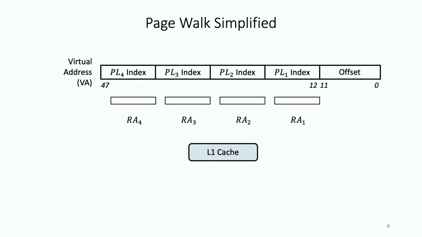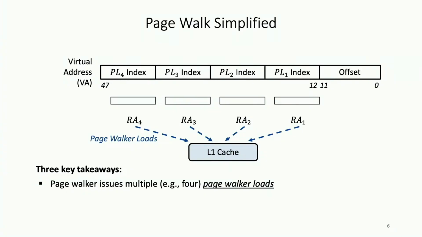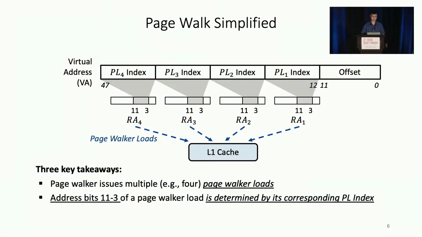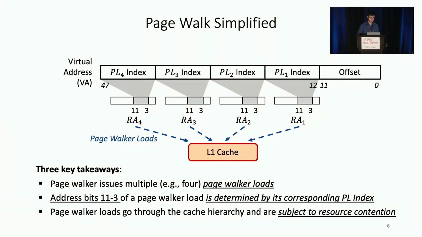Although the page walk seems quite complex, there are actually only 3 key takeaways we need to remember to understand the Binoculars attack. First, the page walker issues multiple, in this case 4, page walker loads. Second, address bits 11 to 3 of a page walker load are determined by its corresponding PL index. And finally, page walker loads go through the cache hierarchy and are subject to resource contention.